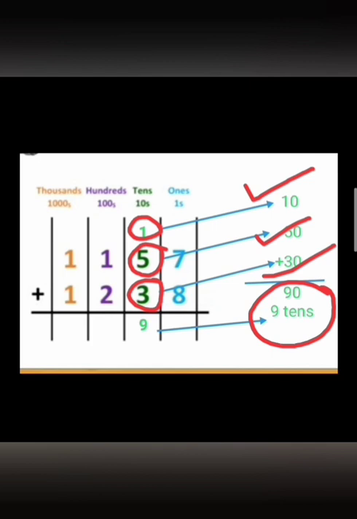So 9 will be written in the tens column. Remember, double digits have two places, ones and tens. So in 90, 9 is the tens number.